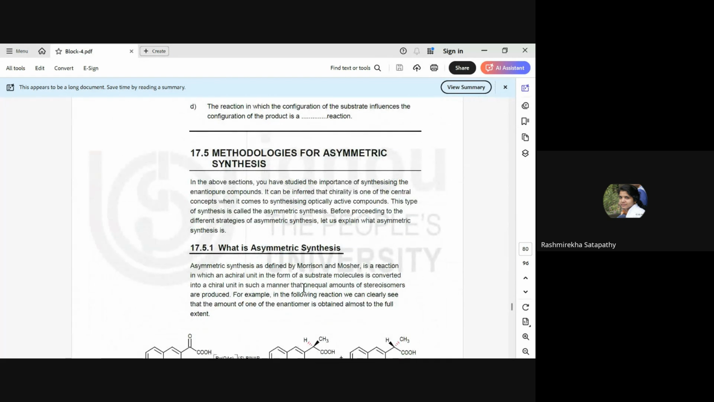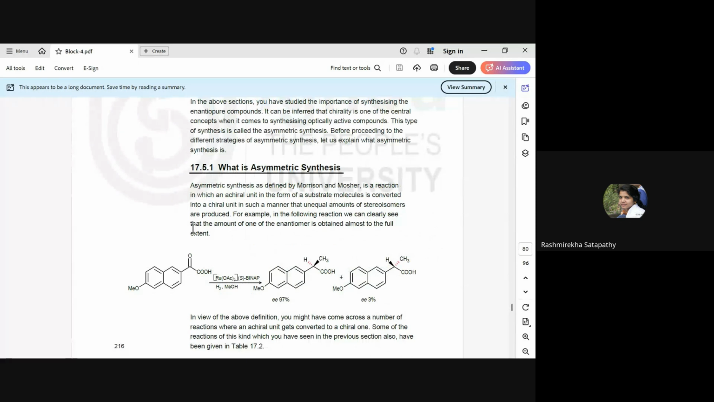Then, methodologies for asymmetric synthesis. What is asymmetric synthesis? Asymmetric synthesis, as defined by Morrison and Mosher, is a reaction in which an achiral unit in the substrate molecule is converted to a chiral unit in such a manner that unequal amounts of stereoisomers are produced. For example, in the following reaction, we can clearly see one of the enantiomers is obtained almost to the full extent. This compound treated with this reagent gives 97% of this compound, and 3% of this compound is found.